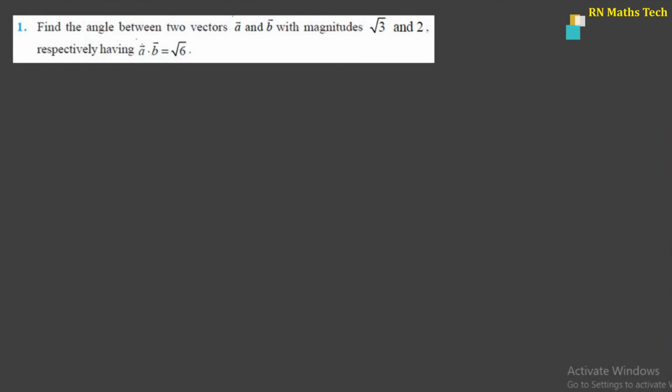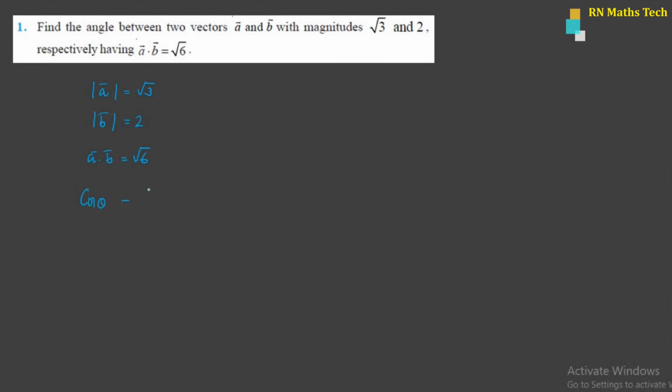10.3. Find the angle between two vectors a bar and b bar with the magnitudes: modulus of a bar is root 3, modulus of b bar is equal to 2, and a bar dot b bar is equal to root 6.